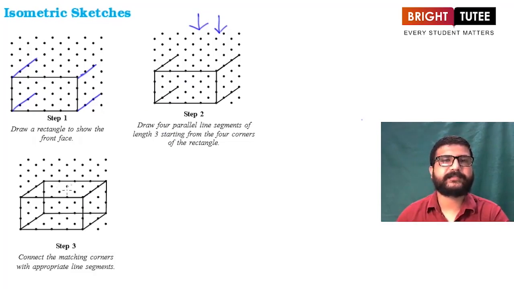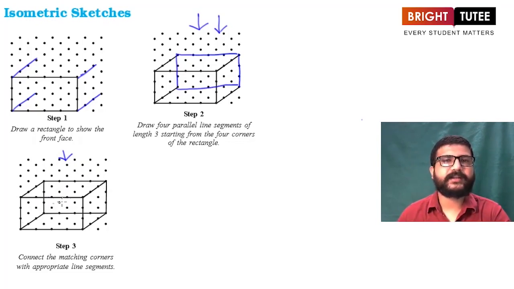Now here is the next step. What we are going to do now, we are just going to connect the matching corners with appropriate line segments. So here in this step we have joined these line segments. We are just joining corners like this. Now here is the cuboid. This is what the third step is. We just have to join the appropriate corners by using appropriate line segments. Now here we have got one cuboid.